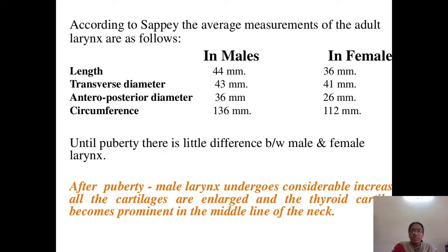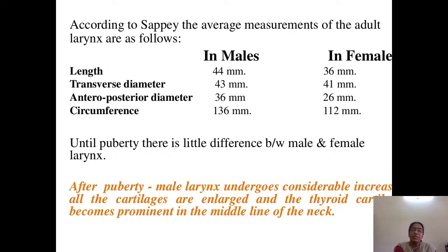but let us see what is the length of the larynx in males and the length in females. The length in males is about 44 mm, in females it is about 36 mm. You can see even the length is varied. When you see the transverse diameter, it is about 43 in males, and in females it is about 41. And the anteroposterior diameter of the larynx in males is 36 millimeters, in females it is 26. The circumference is 136 in males and 112 in females.